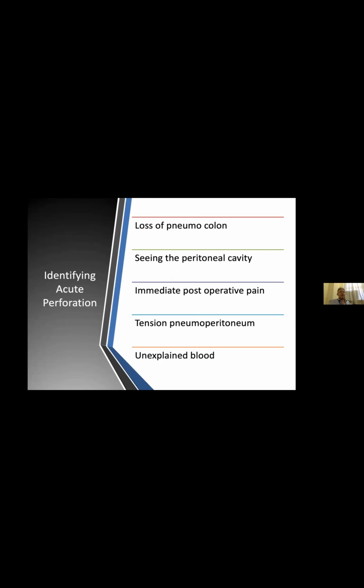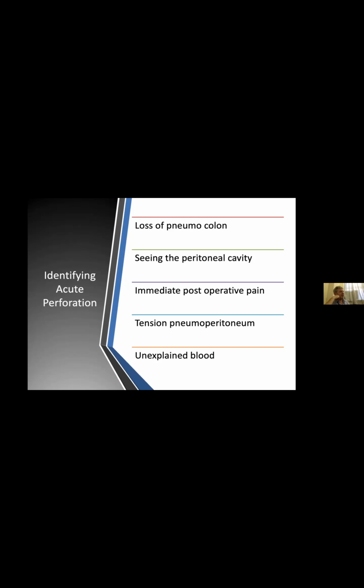So onto perforation. The first thing to do is to identify the fact that you've got an acute perforation. One of the more subtle signs of acute perforation is when you're suddenly struggling to blow up the colon. It's collapsing all the time. If you've just done a big polypectomy and the colon's collapsing all the time and it wasn't earlier, it's probably because you're blowing up the peritoneal cavity.